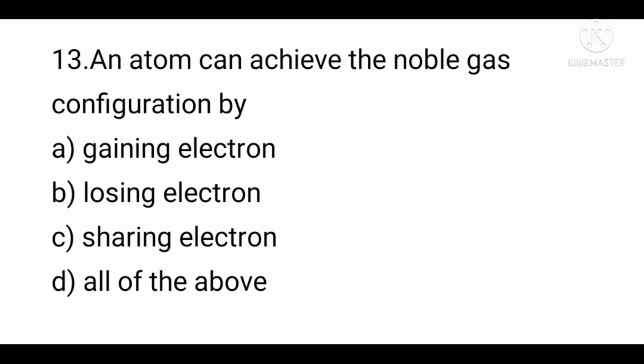Question number 13. An atom can achieve the noble gas configuration by option A, gaining electron, B, losing electron, C, sharing electrons, D, all of the above. Here the correct answer is option D, all of the above. That is gaining electron, losing electron, or by sharing electrons.